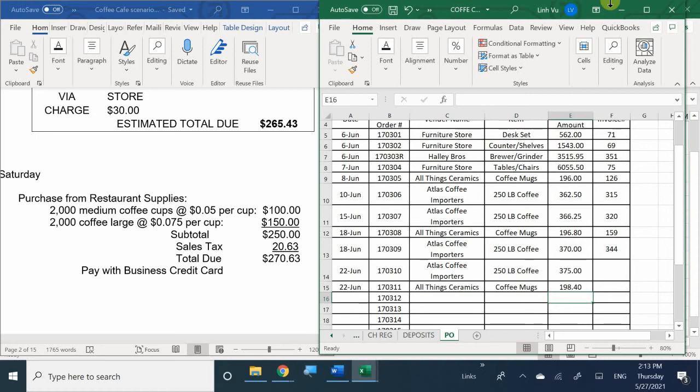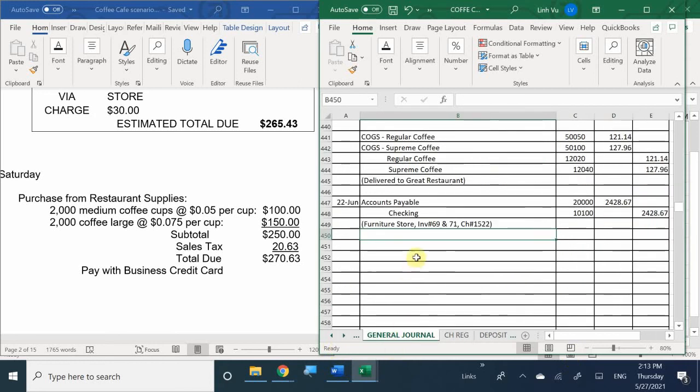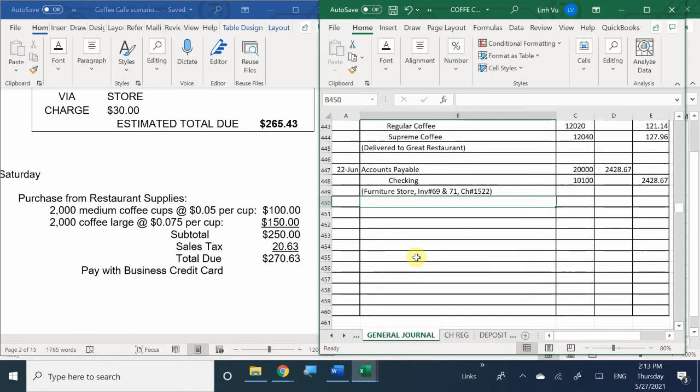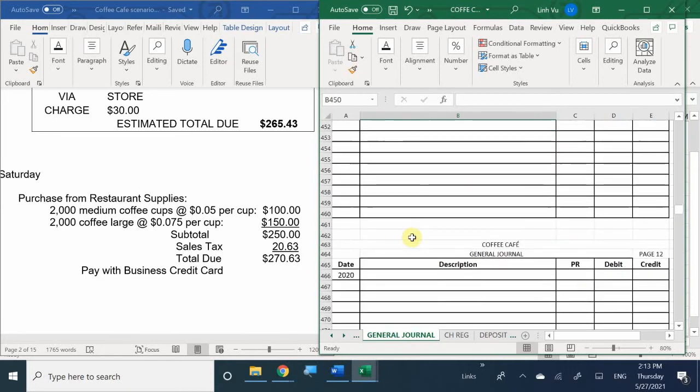Wait a minute, hold it. Where am I at? I think I'm in the wrong place. Hold on a second. Yeah, there should be enough room. Oh, yeah, there's enough room. I'm sorry. There's plenty enough space. I know, I was on the wrong page.